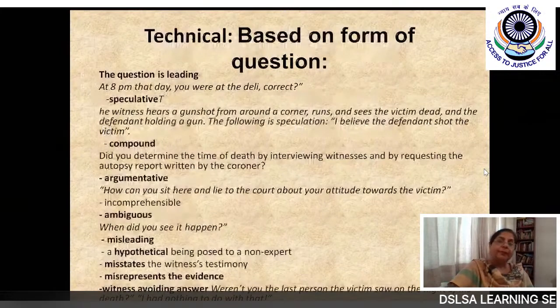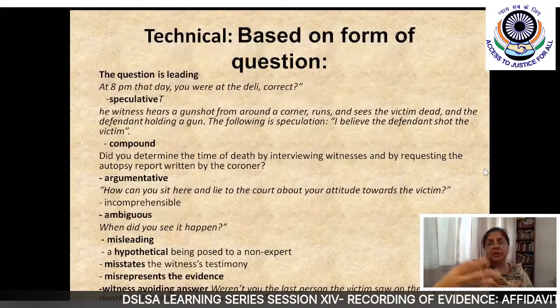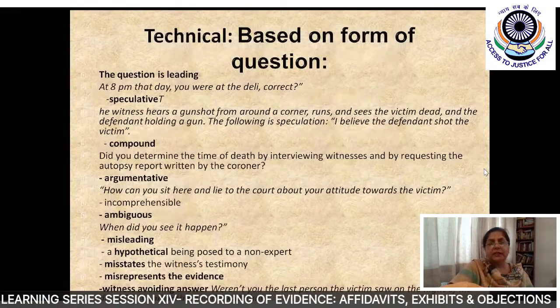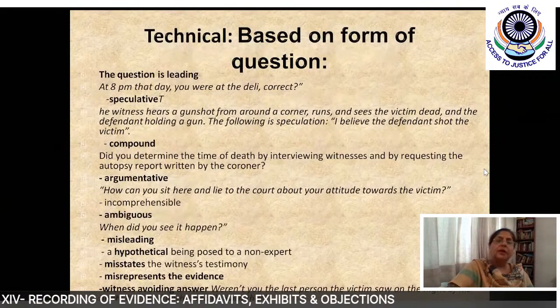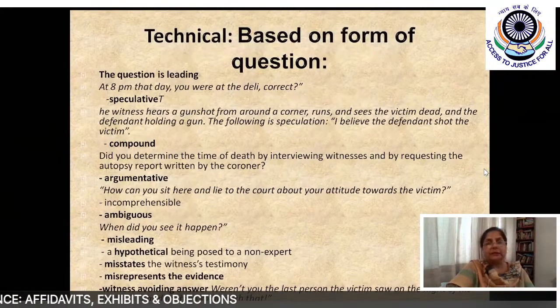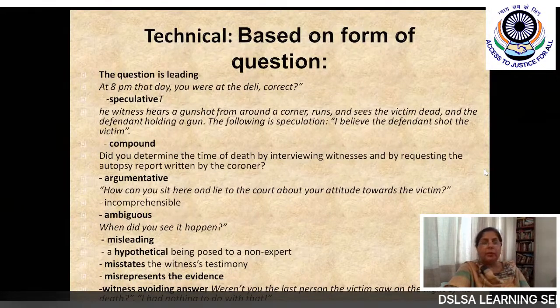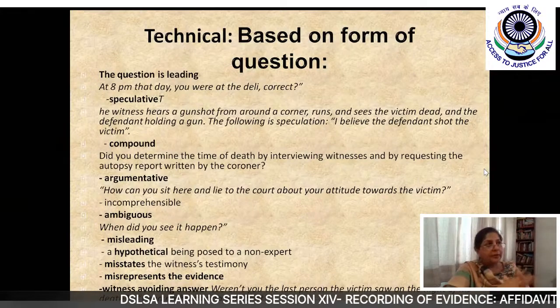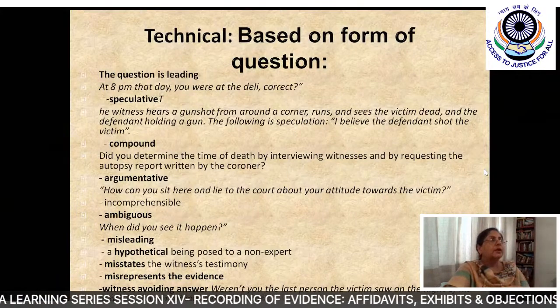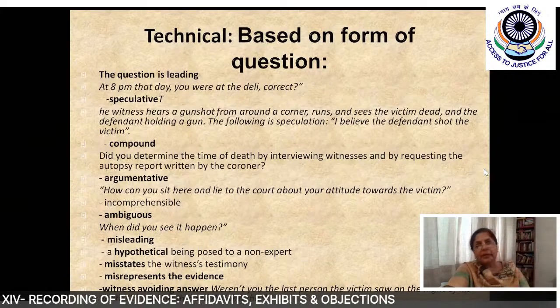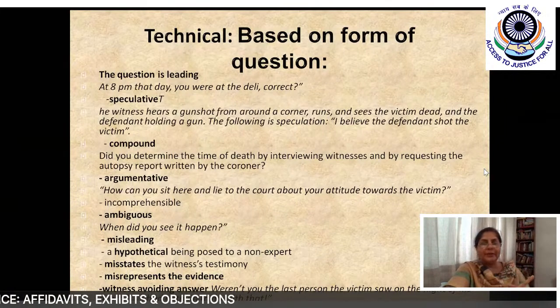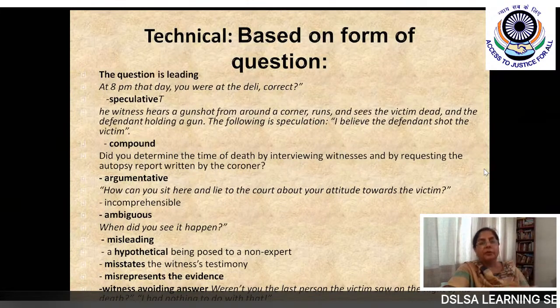As I said, there can be a lot of technical objections. What are these technical objections? Questioner is leading. I think it's a very common objection, which is very frequently taken in the courts. It is speculative. It is compound. Now, when I say it is compound and ambiguous, it is very interesting, because we say, 'You went to the market and you met the accused.' Now, there are two questions which have been put together. You may have met the accused, but it may not be at the market.